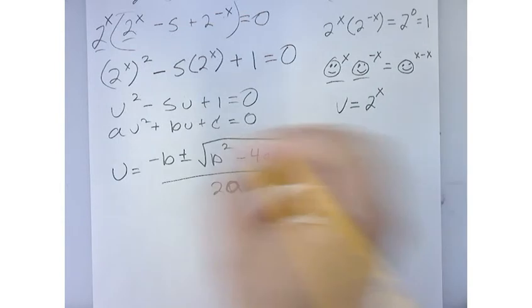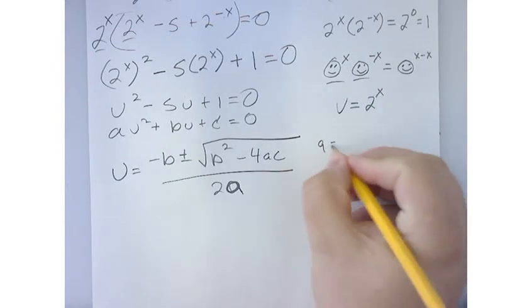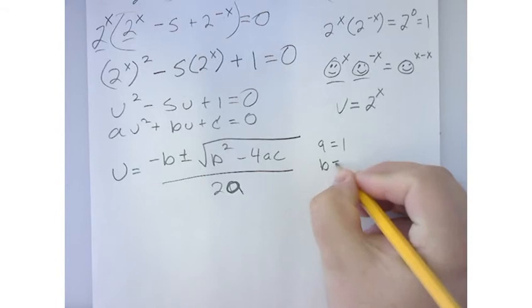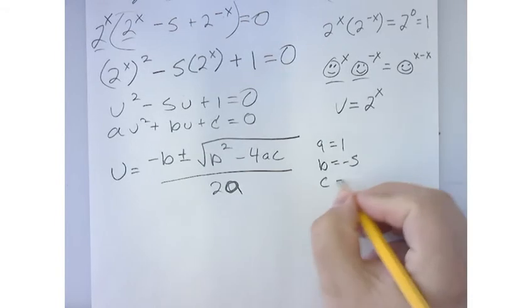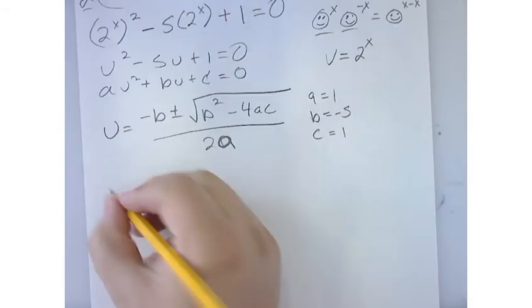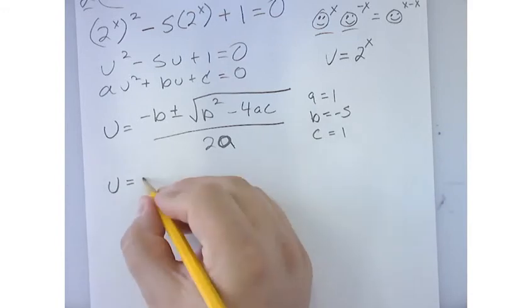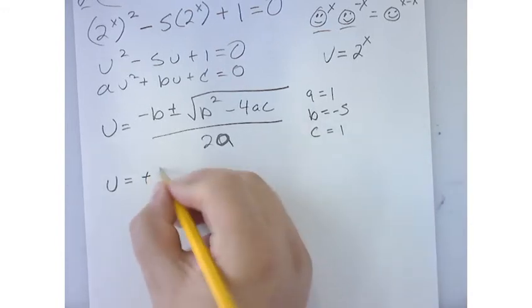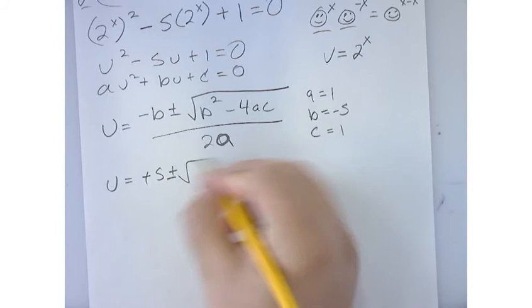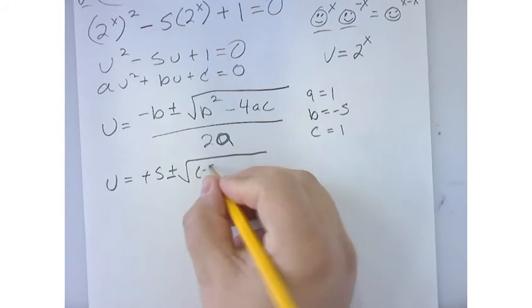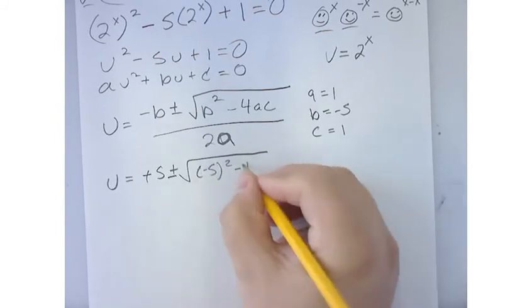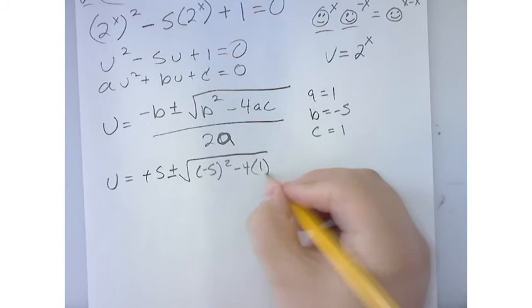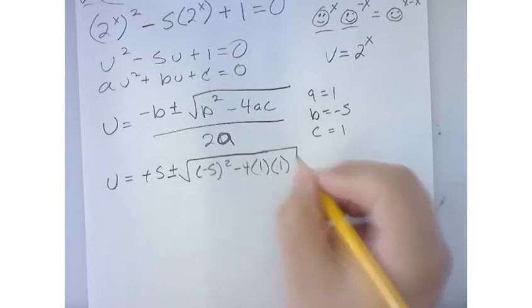Okay, so what is a? Well, we know that a is equal to 1, b is equal to -5, and c is equal to 1. So now if I plug this in, my u is equal to -5, which is plus 5, plus or minus the square root of -5 squared minus 4 times 1 times 1, all over 2 times 1.